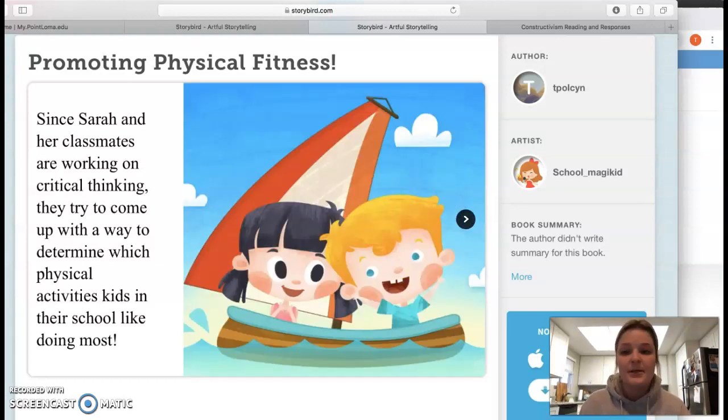Since Sarah and her classmates are working on critical thinking, they try to come up with a way to determine which physical activities kids in their school like doing most. So, red term here is critical thinking, which is a key concept in constructivism thinking because at this point, you're hoping that your student is doing a little bit more in-depth thinking of how this concept that you're teaching them about is going to benefit them, not just in the school setting, but also in life.